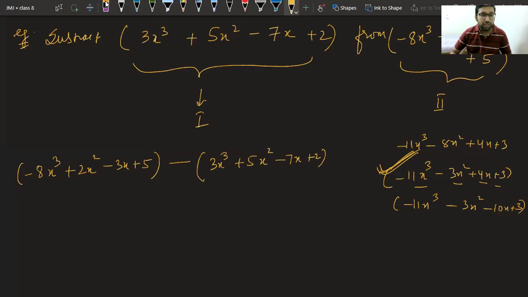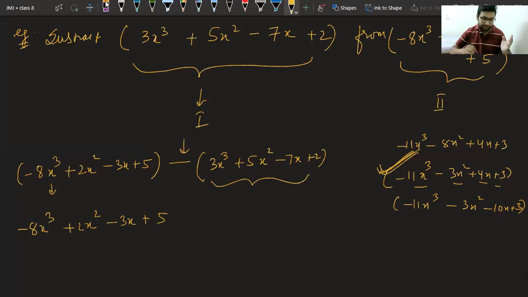Now, let's open the bracket. This bracket will open with no change because no sign is outside. So we will take it as simple: minus 8x cube plus 2x square minus 3x plus 5. Now this bracket will change because outside is a minus sign. This negativity will change everyone inside. They all were happy in their world. Suddenly, some negative power came to their door. As soon as they opened the door, this negativity came inside them.